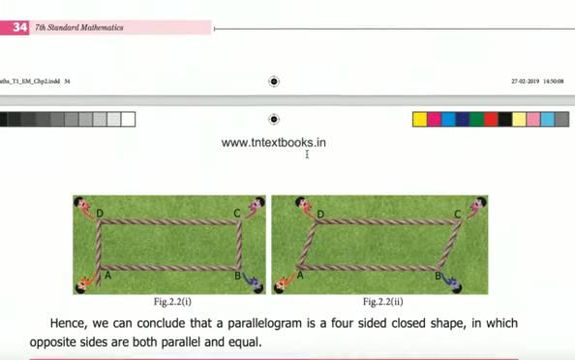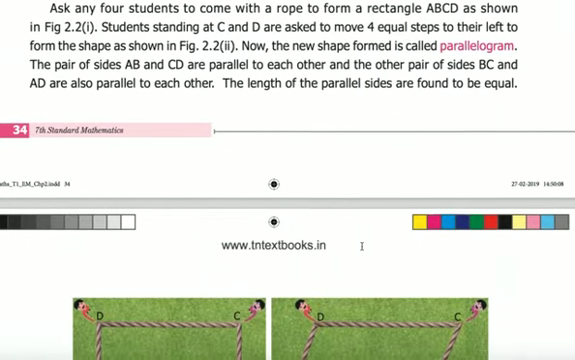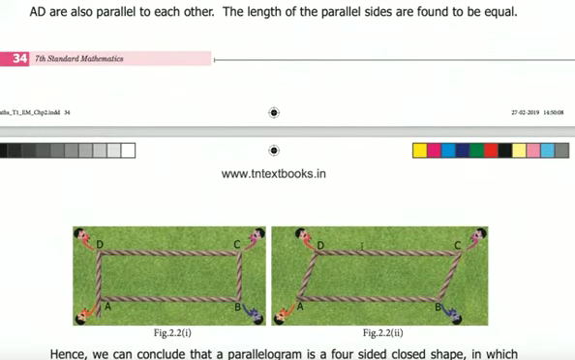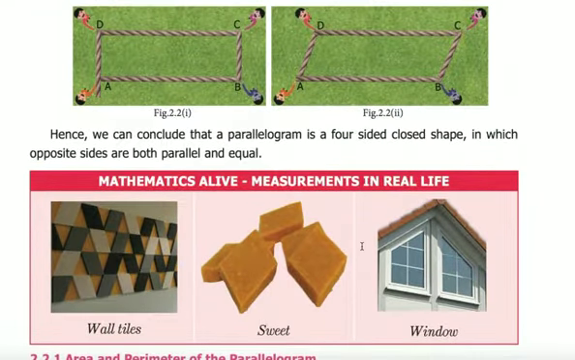To form the shape as shown in figure 2.22, that means this. Now the shape formed is called a parallelogram. The pair of sides AB and CD are parallel to each other and equal, and the pair BC and AD are parallel to each other and equal in length. Hence, we can conclude that a parallelogram is a four-sided closed shape in which opposite sides are both parallel and equal.